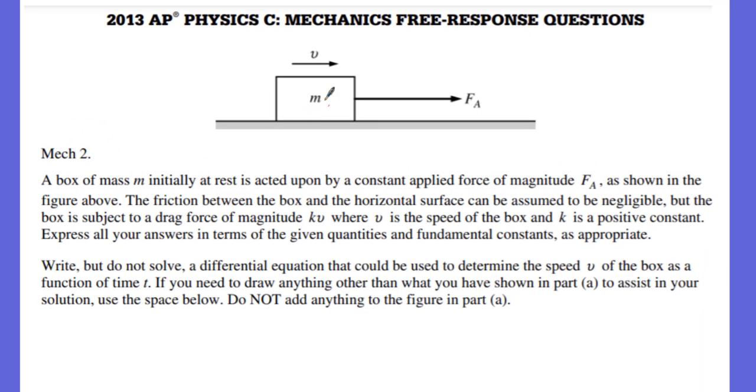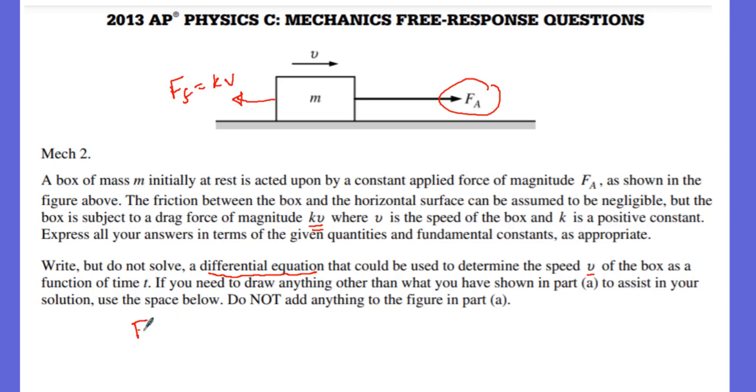Here we have a box. It's initially at rest, and we have this constant force F of A, and we have a frictional force that's working against it. And this frictional force is subject to drag, so it's proportional to the magnitude of the velocity. So this frictional force is equal to kV. It's proportional to the magnitude of the velocity, which means as the velocity continues to increase, the force of friction is increasing proportionally. And it says, write but do not solve a differential equation to determine the speed of the box. Well, what do we know?